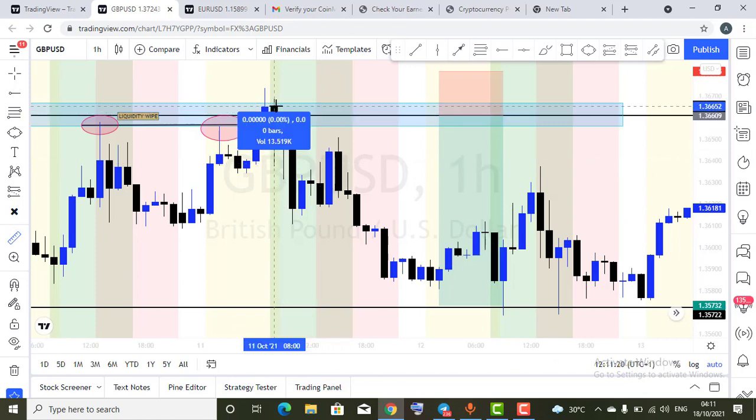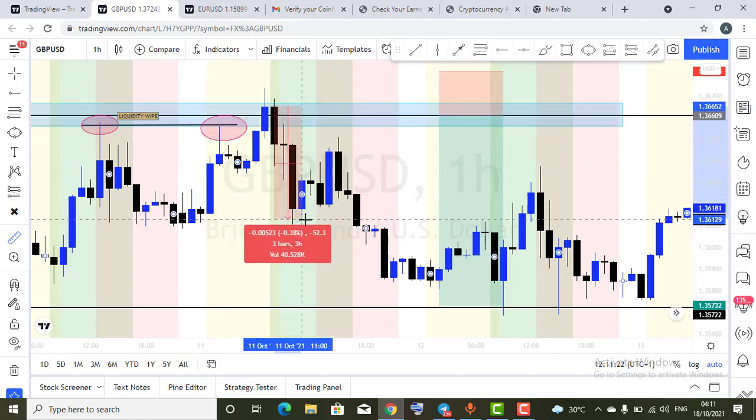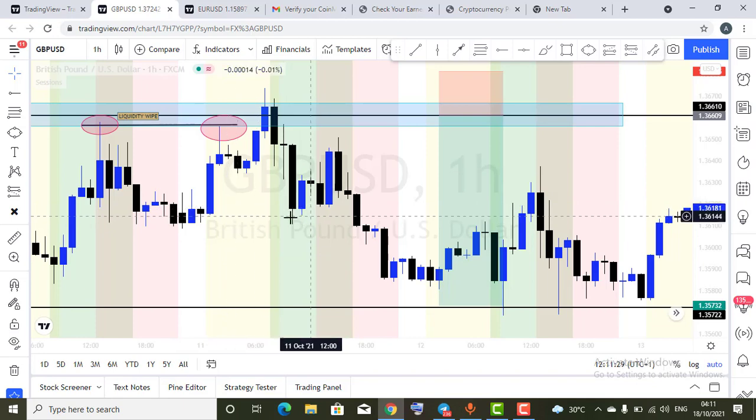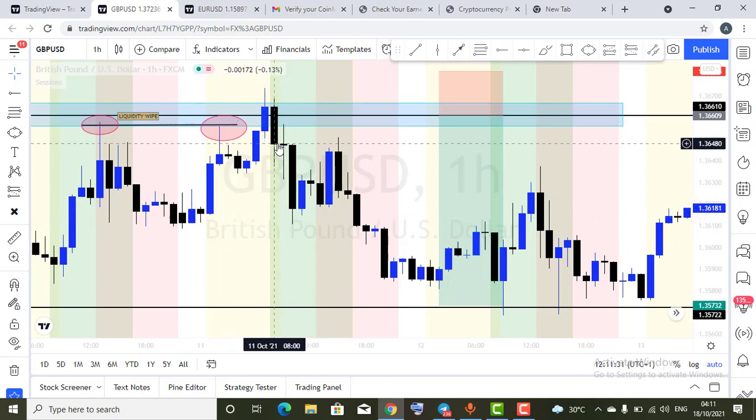All right, so let's see. I got in right around here. This whole move was about 50 pips, which I took my first TP right around here. After this, I saw this candle, so I took my first TP here. Then I got in again around this region.